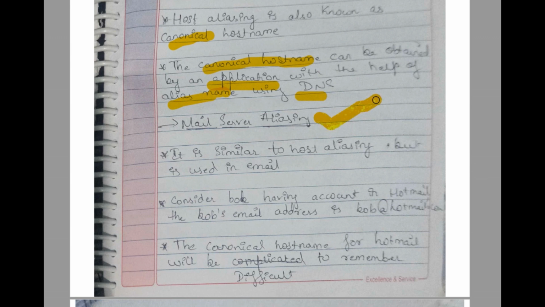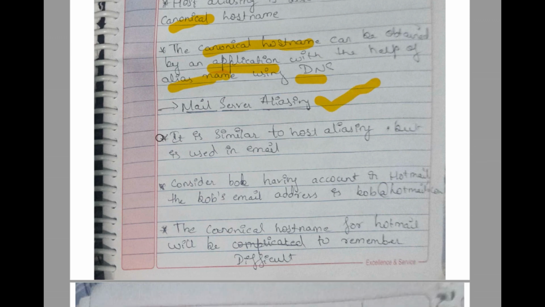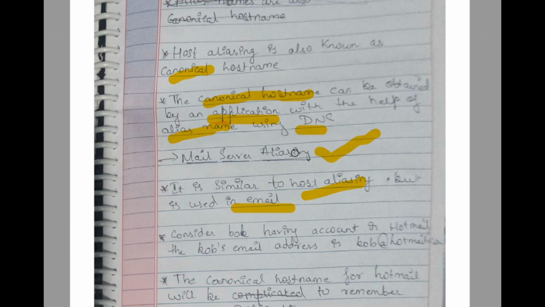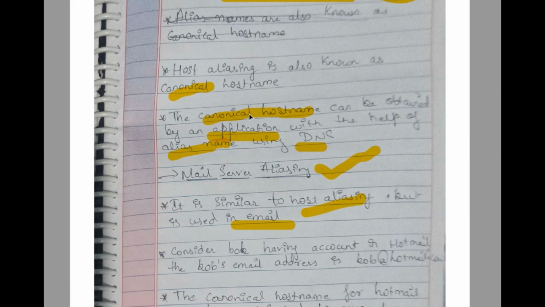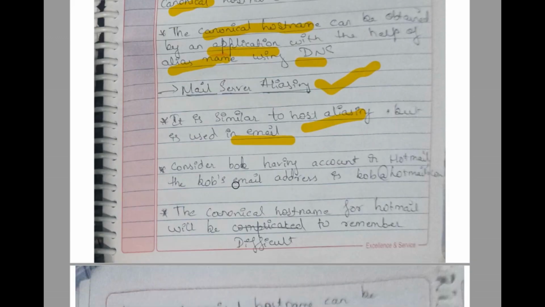Okay, so mail server aliasing. It is similar to host aliasing, but using emails. The concept is the same. It gets a canonical host name from an alias name, but all the ideas are applied to email.